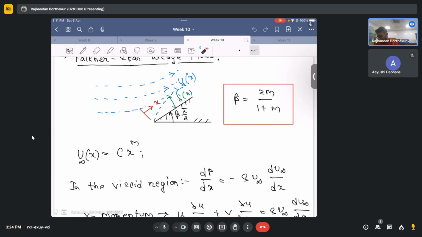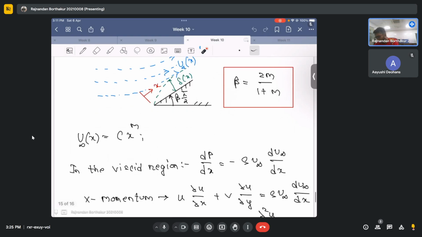That's why this u infinity is chosen from potential flow theory as some constant times x to the power m. So it is chosen as a polynomial function with exponent m, where this m bears the signature of this wedge angle, which is beta. This means that beta and m are indeed related by this relation. You can obtain this from the Falkner-Skan solutions. I will not explicitly show it here, but I hope you understand that.